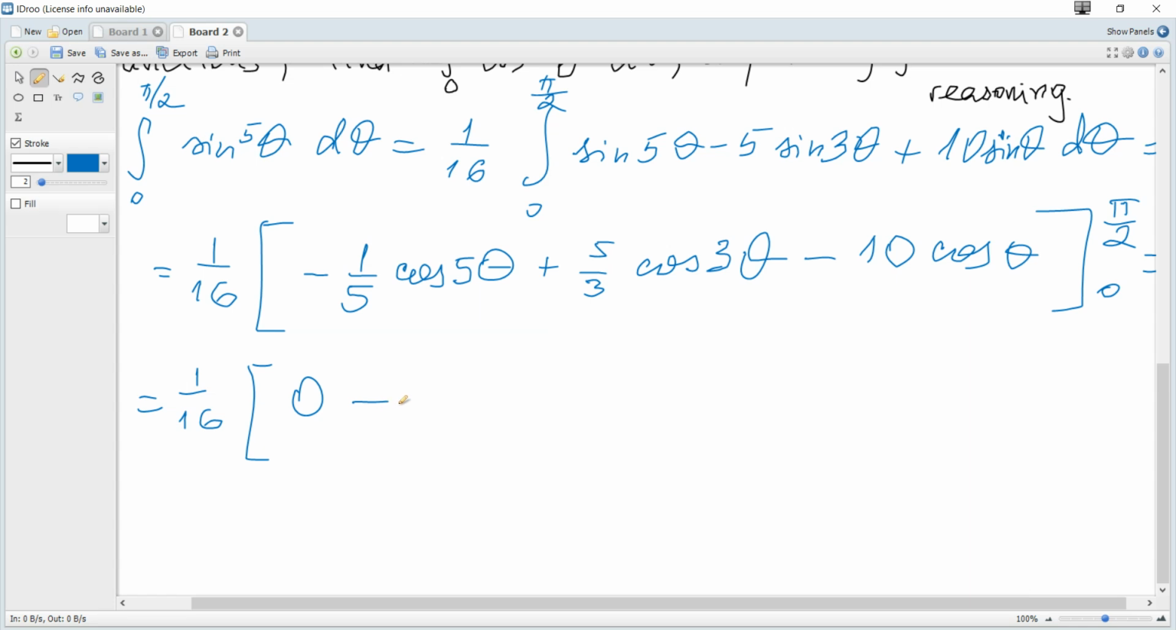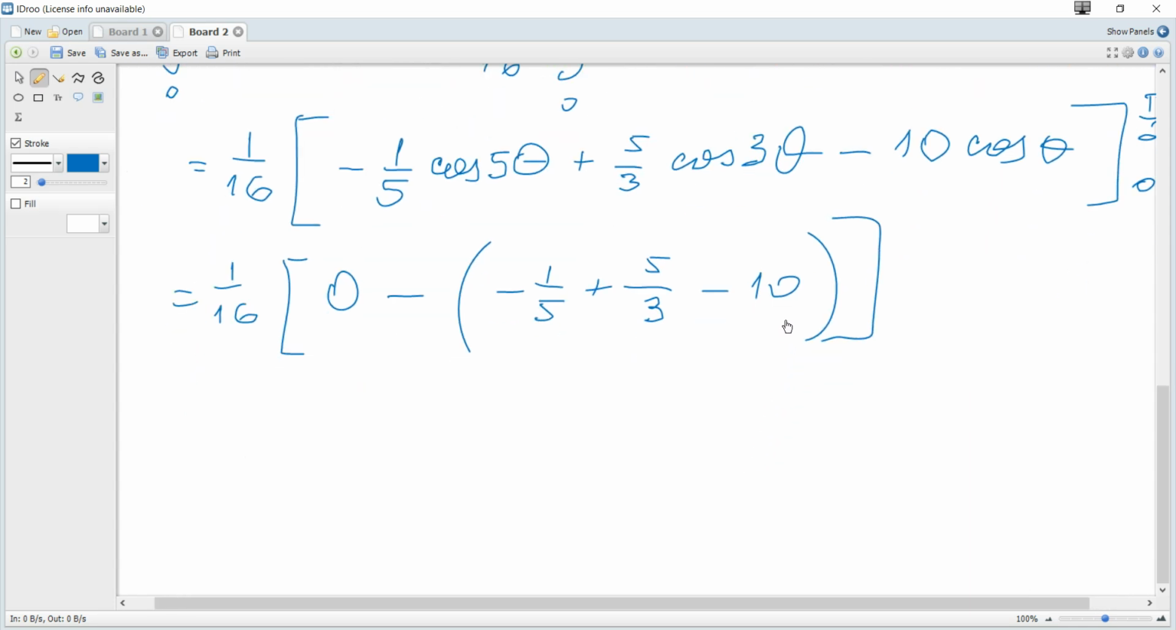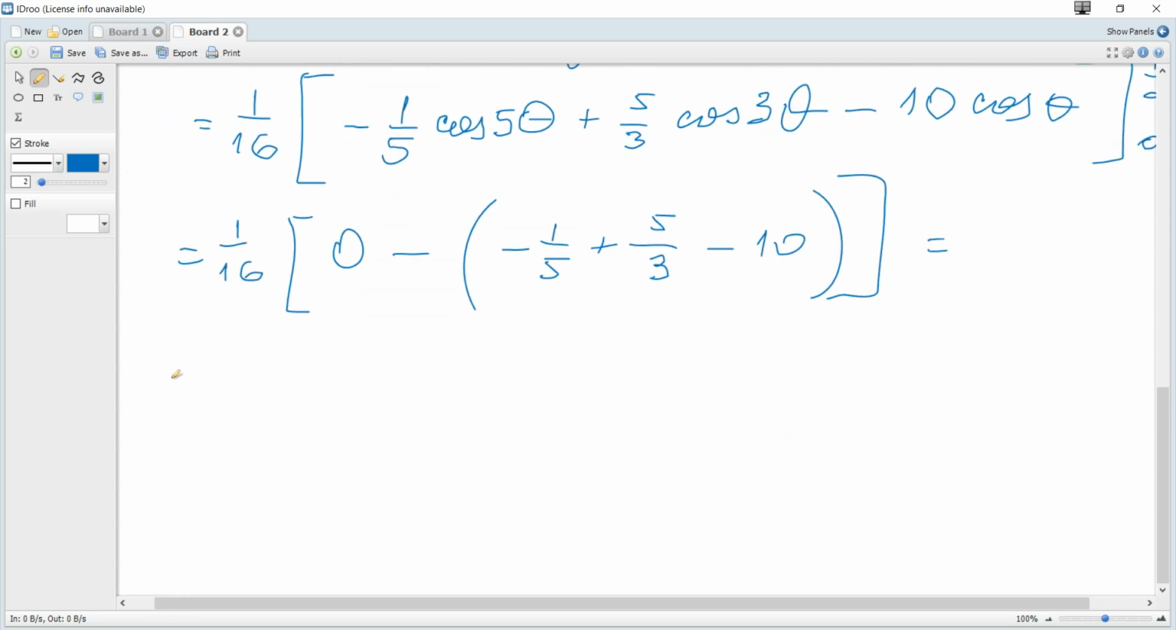It's 0 minus, and we substitute the lower limit 0, and cosine of 0 is just 1, so it becomes negative 1 over 5 plus 5 over 3 minus 10. And it becomes 1 over 5 minus 5 over 3 plus 10.